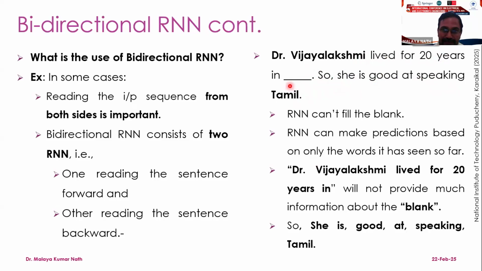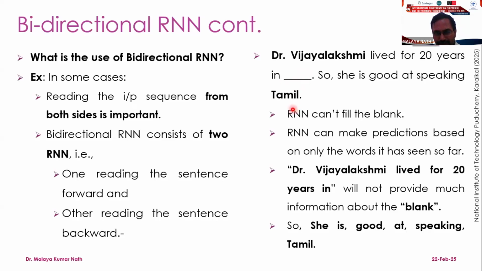That means as she is very fluent in Tamil, there is a huge chance, or the prediction is, that she lived in Tamil Nadu. That's why we say fluent in Tamil. So in this case, the blank can be filled by looking into the information from the future. So the future can predict this past information. That's why this bidirectional LSTM is very, very important.